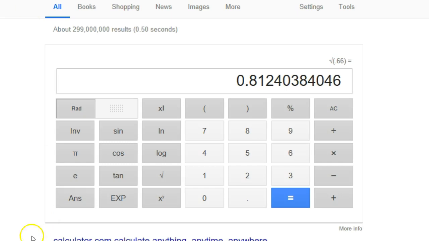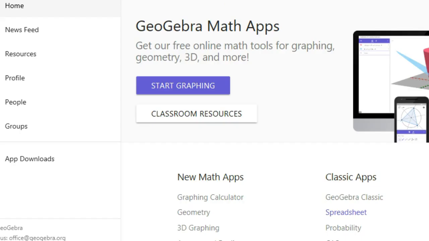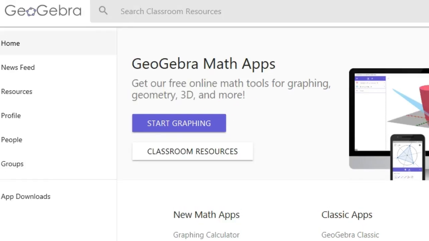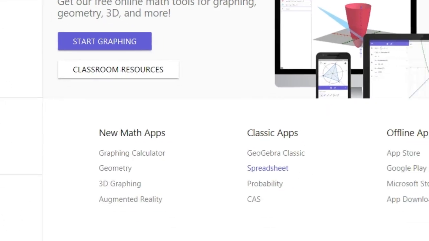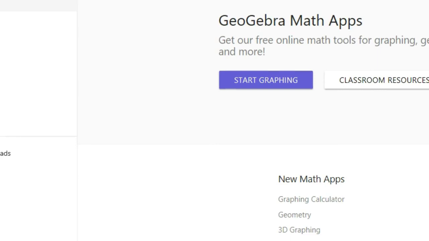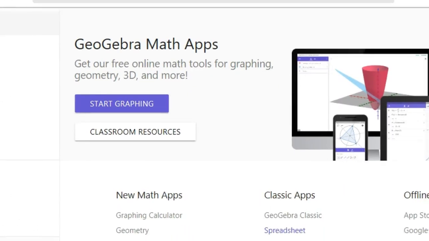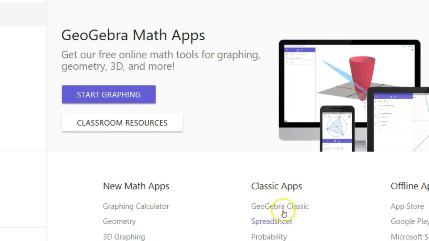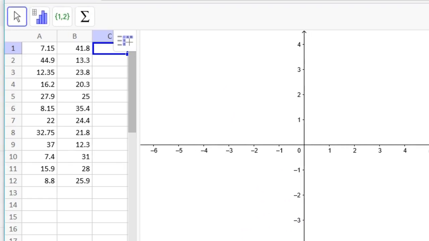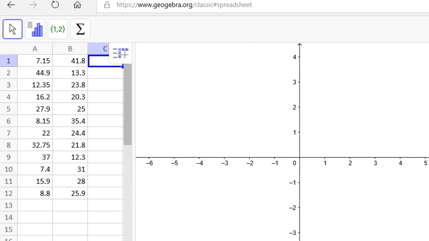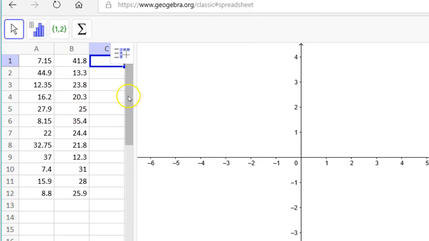The other method is GeoGebra, which I showed earlier. GeoGebra.org is the website you go to. You could go to Start Graphing, but we kind of know what we're looking for. So at the bottom, you can see under the Classic Apps, Spreadsheet, you just click on Spreadsheet, and this pops up. Now I already put the data in. It's the same data as we had before.